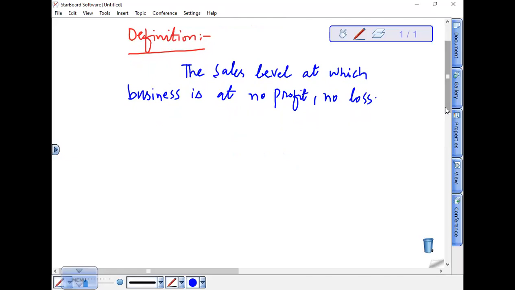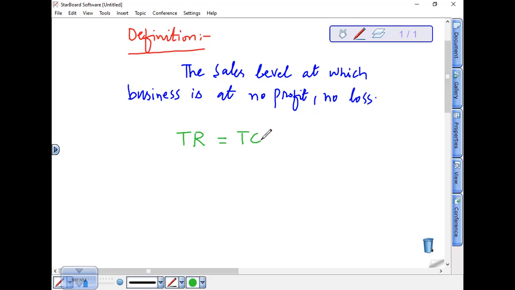Or in other words, we can say the business is covering its cost from its total revenues. So the other definition of break-even point is the sales level at which the business's total revenues are equal to total cost. So the business is covering all its costs from its total revenues.